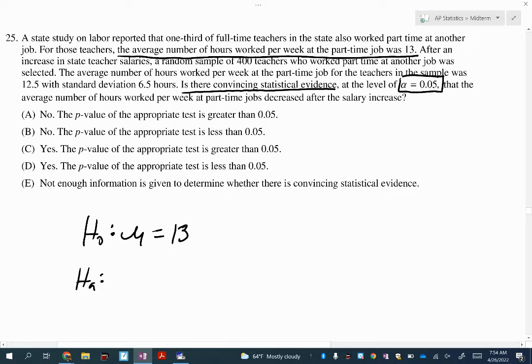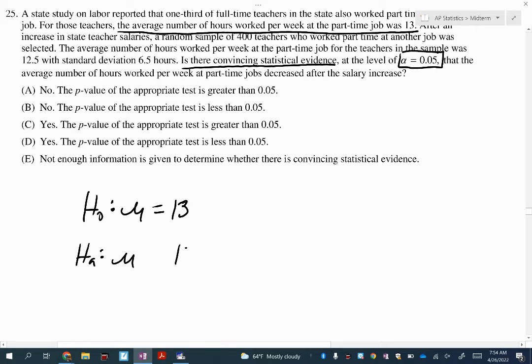Okay? They're bumping up the teacher salaries to try to get teachers to stop doing that, right? Because they can't devote as much time to their students if they're working another job, right? So they did this, and then they want to know if the average number of hours per week has decreased after they did this salary bump. So what am I going to put for the alternative? Less than, right? Decrease, so going down.